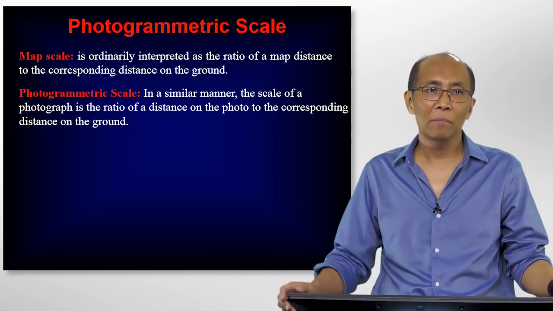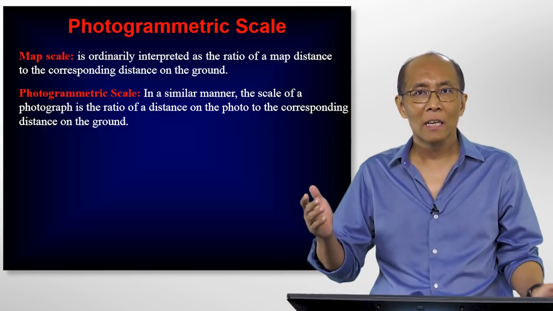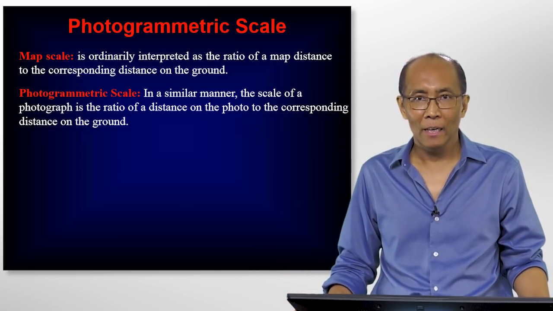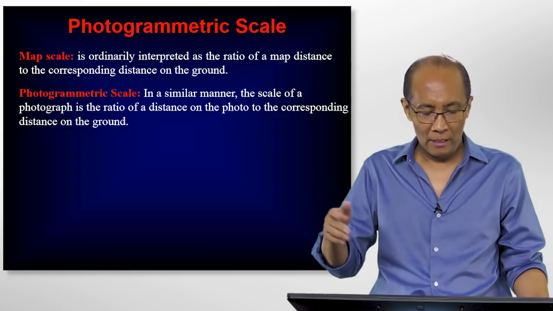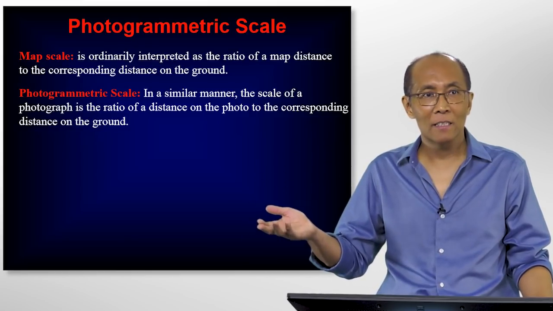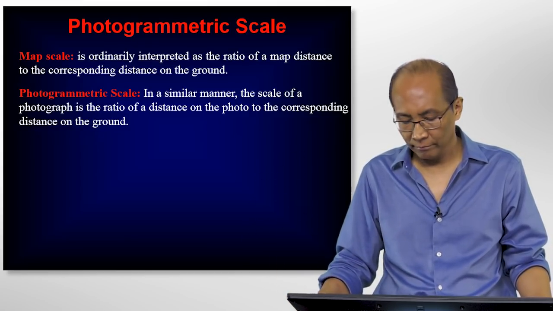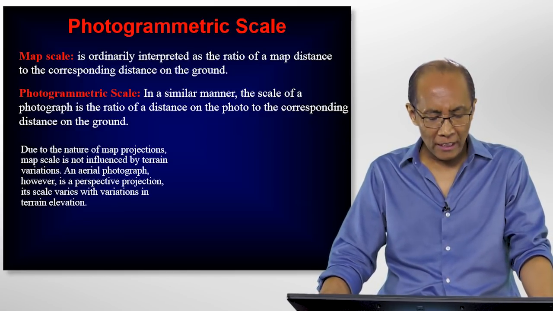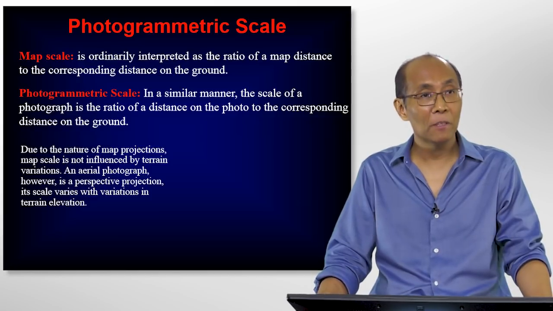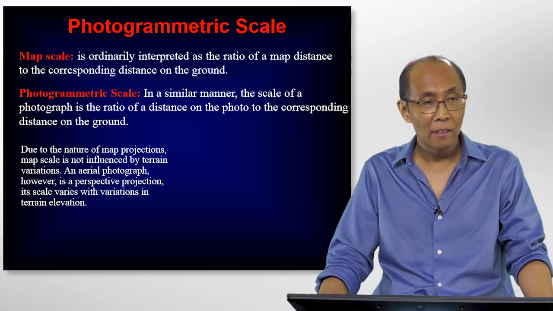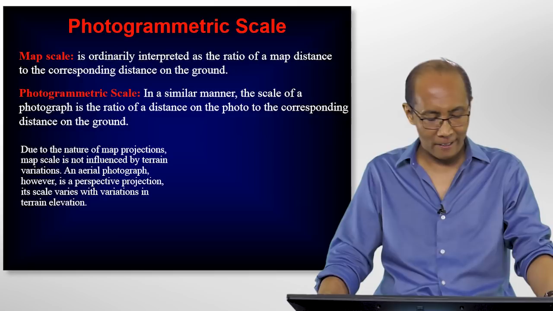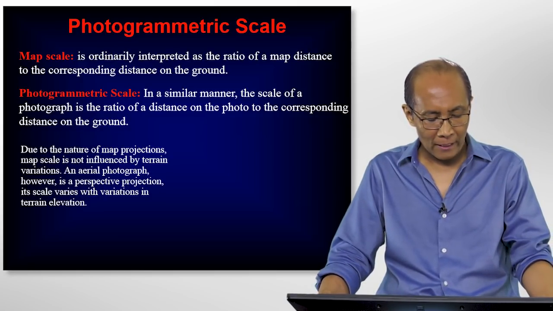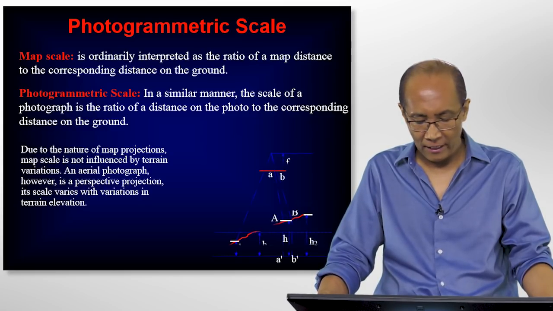Photogrammetric scale, the same thing. Photo distance divided by ground distance. That is your photo scale. Distance on a photo divided by the corresponding distance on the ground. Same thing. So due to the nature of map projections, the map scale is not influenced by terrain variation, the height and distortion. An aerial photo, however, is a perspective projection. Its scale varies with the variations in terrain elevation.